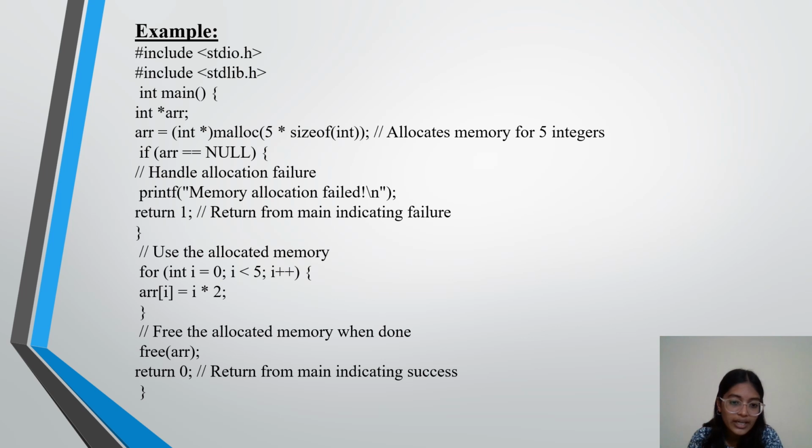And now after allocating, if any extra memory is present, we have to eliminate it by using free. We have to free that extra allocated memory by using the free of array function. So the extra allocated memory is removed and return 0, return from main indicating success, that the allocation has been successfully done. To tell that, we are using return 0. So this is the example for the malloc function. I hope you understood it well using this example.